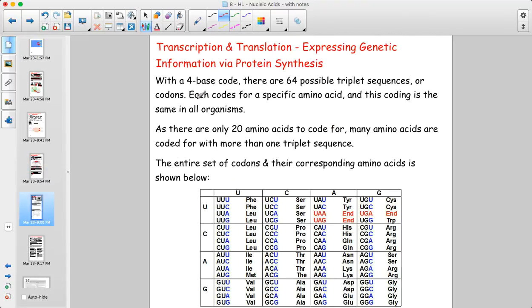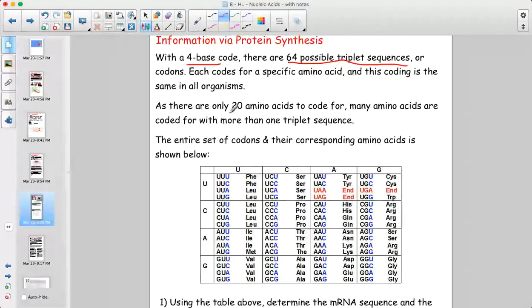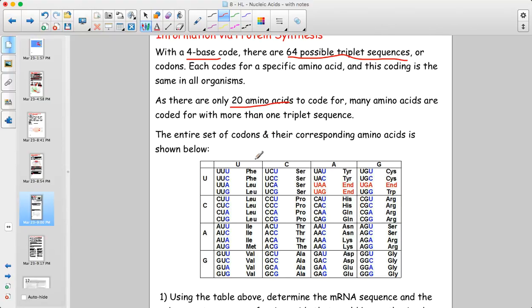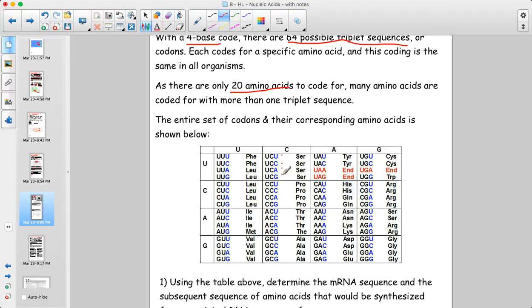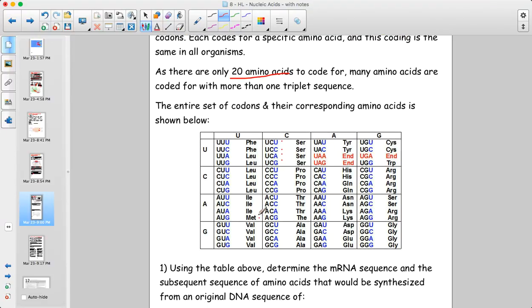And so with a 4-base code, there's actually 64 different triplet sequences that are possible, but there's only 20 amino acids to code for. So a lot of amino acids have more than one triplet code that codes for them. Like you can see here, serine has 4 different codes, all of which code for serine. Most of them have more than one. Some of them, I believe, only have one. Methionine only has one, AUG, the start one.